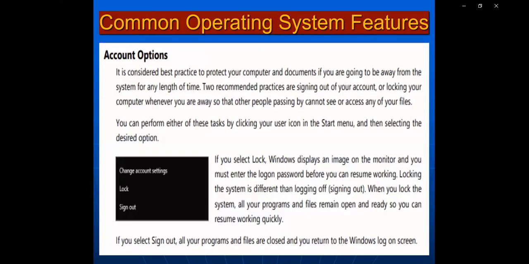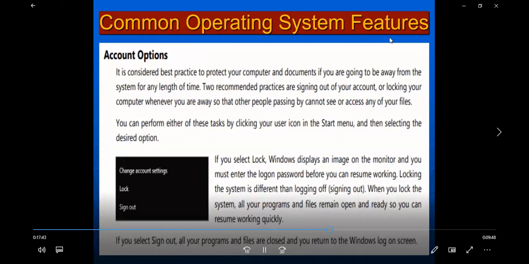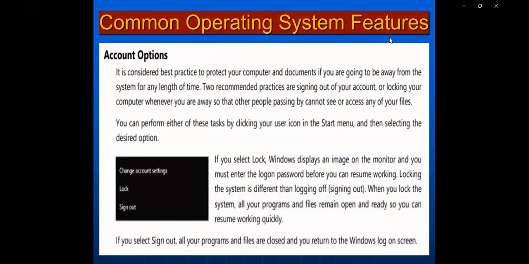The account options. It is considered best practice to protect your computer and documents if you are going to be away from the system for any length of time. Two recommended practices are signing out of your account or locking your computer whenever you are away so that other people passing by cannot see or access any of your files. You can perform either of these tasks by clicking your user icon in the start menu and then selecting the desired option: change account settings, lock, or sign out. If you select sign out, all your programs and files are closed and you return to the Windows log on screen.